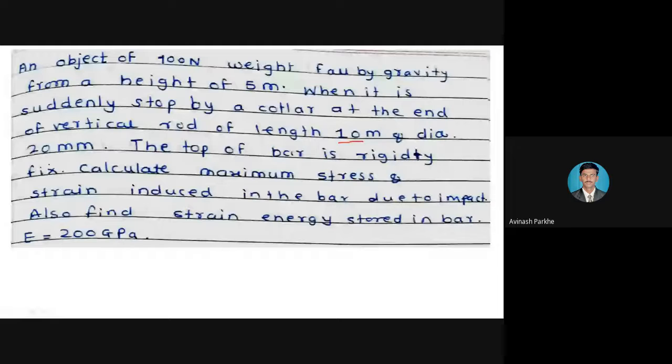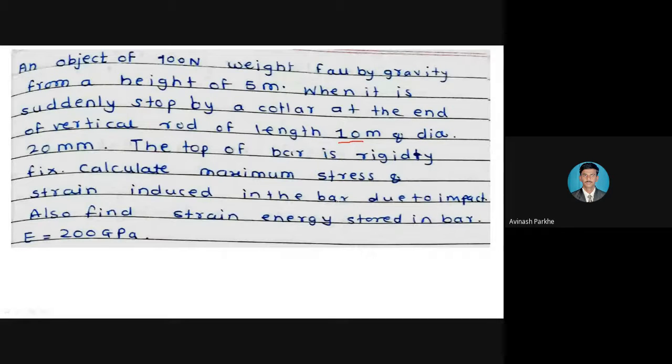Diameter of rod is also given, 20 mm. The top of the bar is rigidly fixed, already I have explained. Calculate the maximum stress and strain induced in the bar due to impact. So if the 100 Newton load falls from a certain height and strikes the collar, how much stress and strain is induced in the collar or the rod, because collar and rod are rigidly connected to each other at the bottom side only. At the top, the rod is totally fixed.